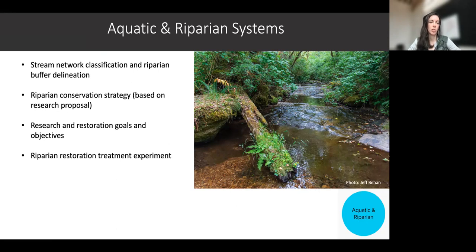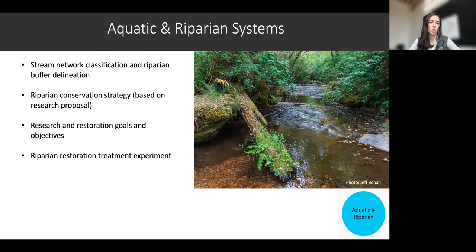starting with a description of the stream network classification and riparian buffer delineation. This work was done at the research proposal phase. The current FMP has more detailed and updated descriptions, just trying to clarify what those classifications and delineations were based on, and how the riparian buffer system is different in different areas of the forest, depending on stream network classification and which watershed protection zone you're in. So that was the first section.